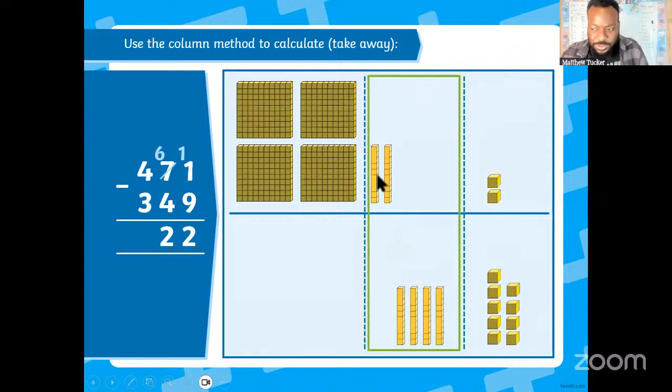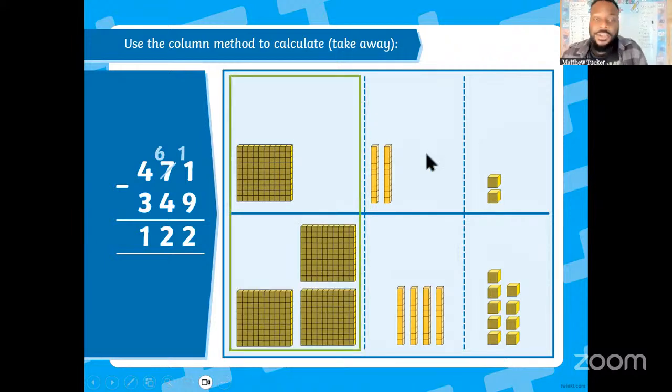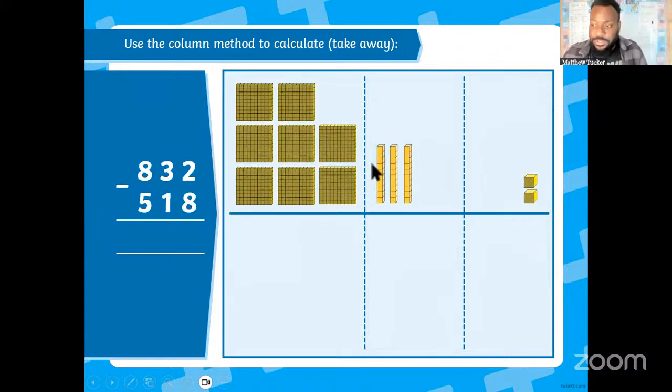Okay, you've got 22. It ends in 22. And we haven't needed to move over from the hundreds and break anything up, but we do need to take away 3 from it. So 300 take away from 400 is 100 left, 122. All right, so it's going nicely.